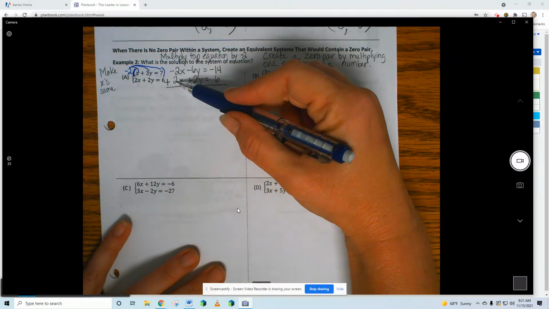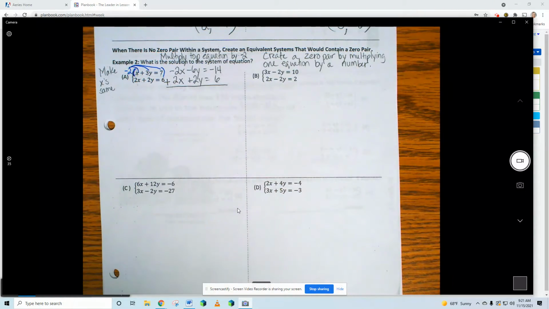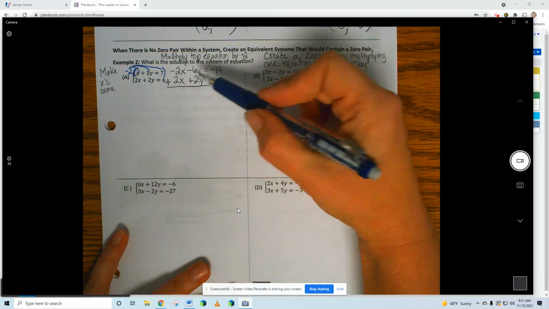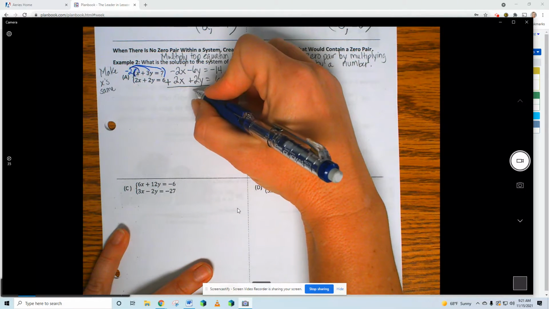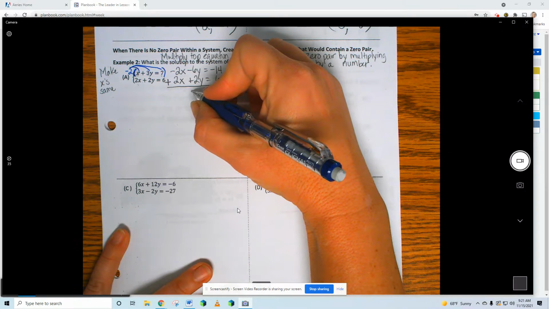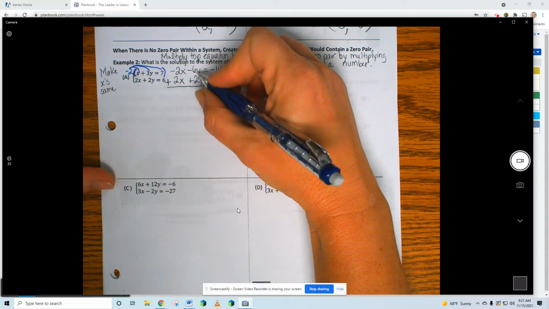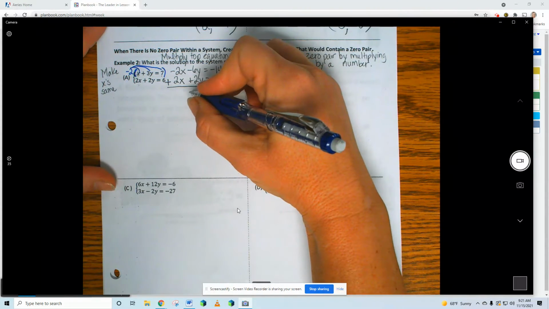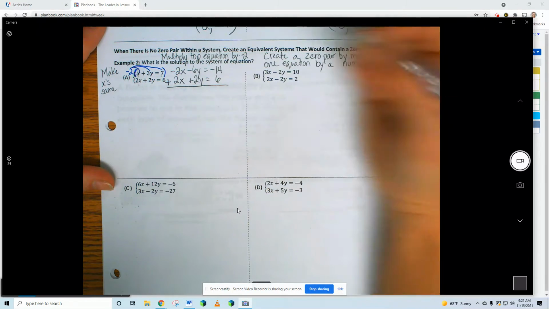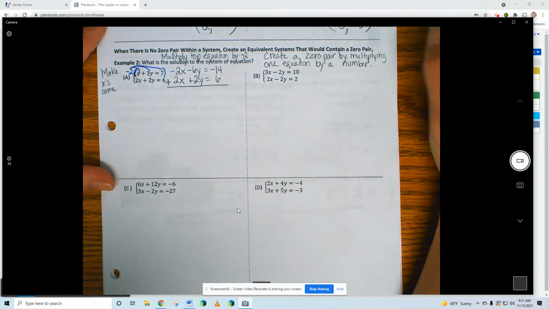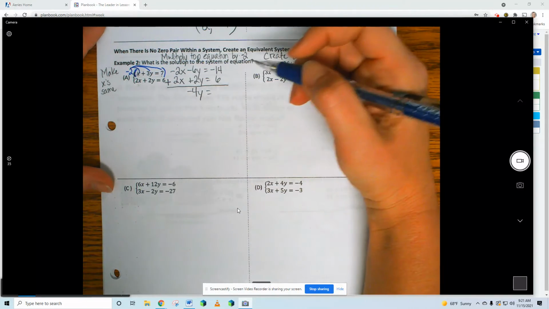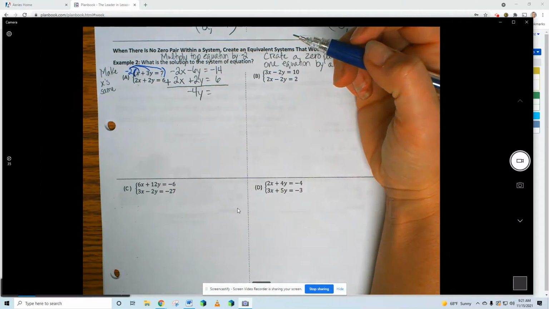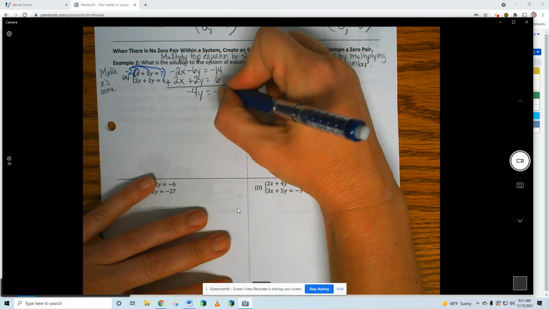Okay. All right, add it. Negative 2x plus 2x. There's my zero pair. Gone. Negative 6y plus 2y. What's that? People, help me out here. Negative 6y plus 2y. Negative 6 plus 2. Thank you. Negative 4y. What's negative 14 plus 6? Negative 8. You're right. Good.